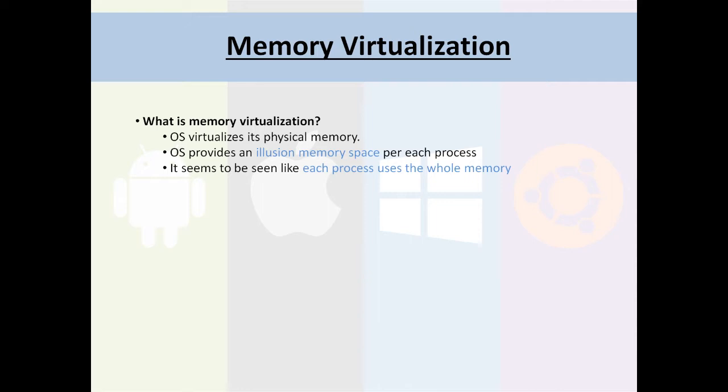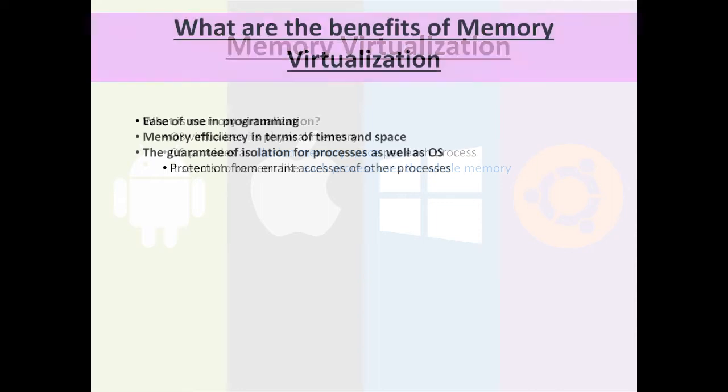So what is memory virtualization? Well, like I said in the introduction, the operating system virtualizes its physical memory. And this goes back to that idea of the illusionist. The OS provides an illusion of memory space per each process. So each process thinks it has its own memory space. And once again, to each process, it also seems that it has the entire memory for itself to use.